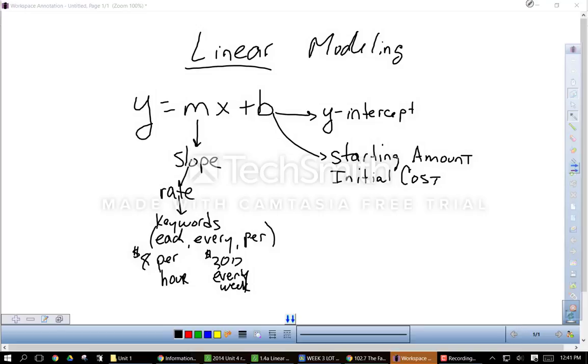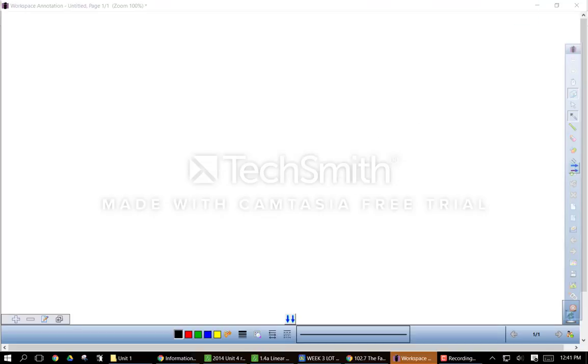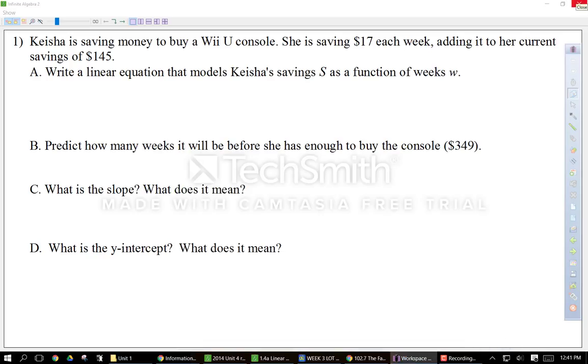So now let's look at some problems, because really we can just do theory all day, but problems is what we need. So let's do some problems here. This first one, apparently we're saving money to buy a Wii U. I don't know who buys Wii U's anymore, but apparently this person does. So she's saving $17 each week, adding it to her current savings of $145. And then we're going to write a linear equation, and B and C and D and all that good stuff.